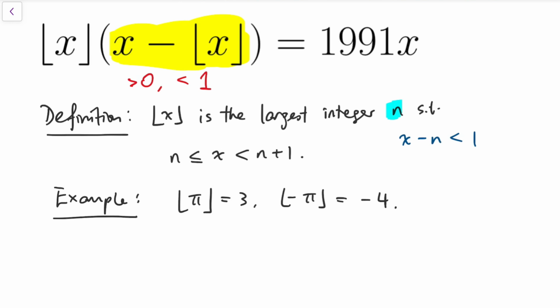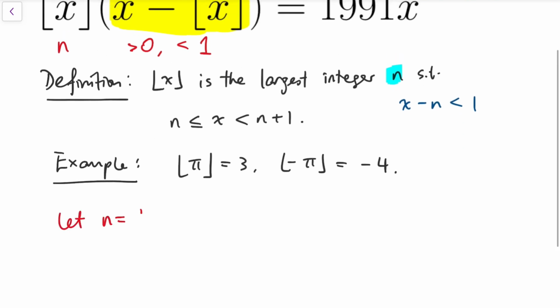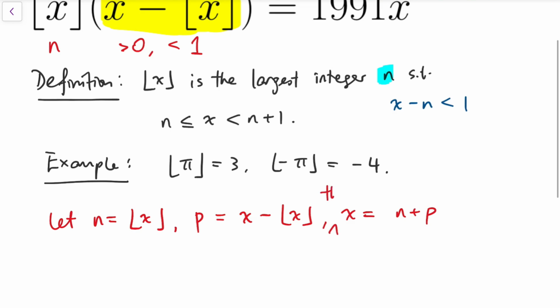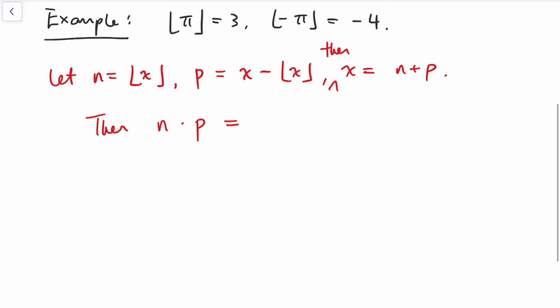I shall let, say, n equal that, and then p equals the difference between x and the floor function of x. And now we write x as n plus p. And the equation will be rewritten as n times p equals 1991 times n plus p.